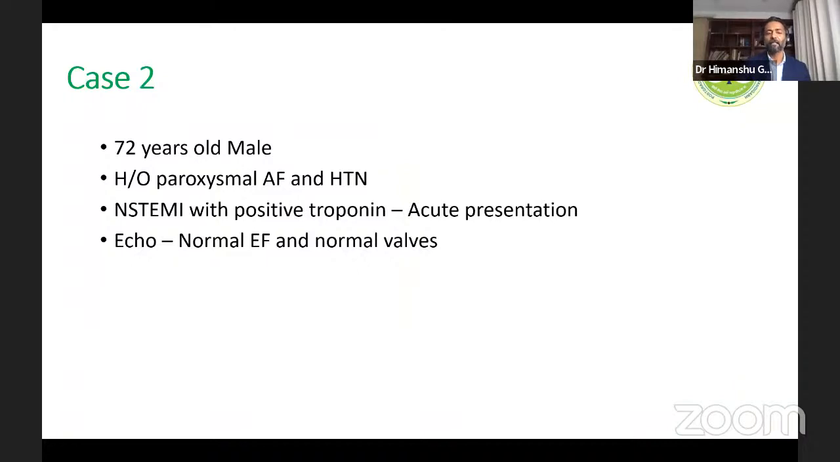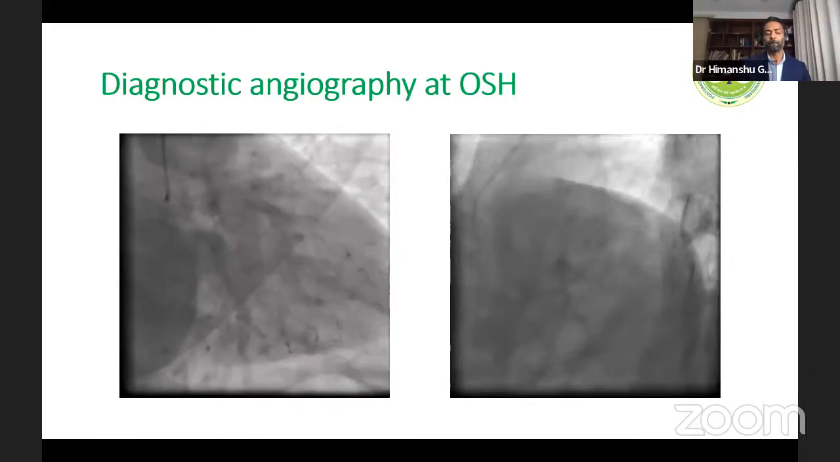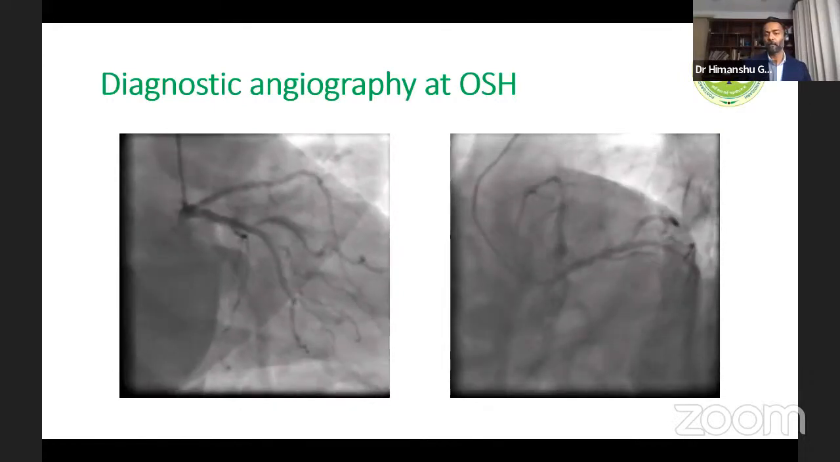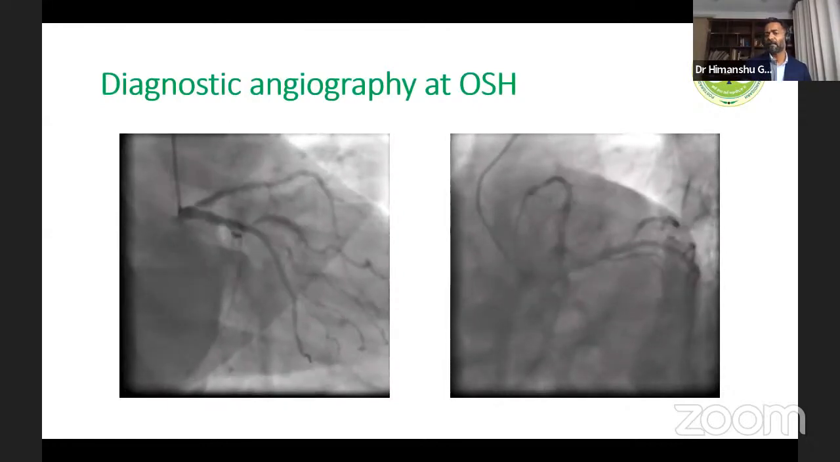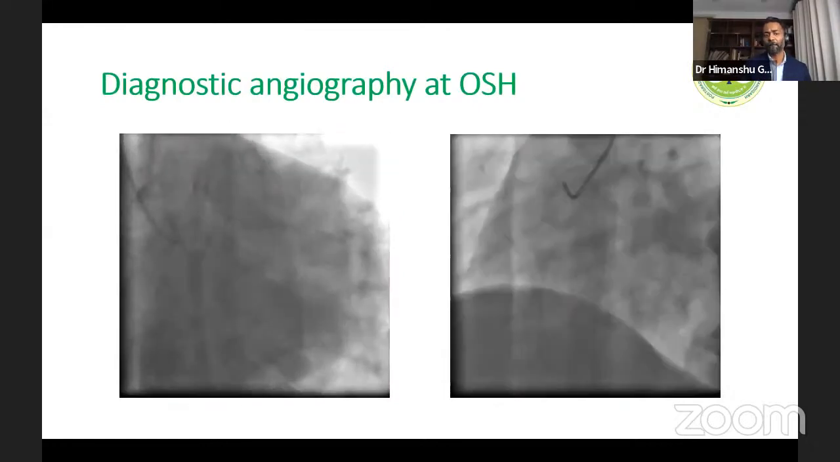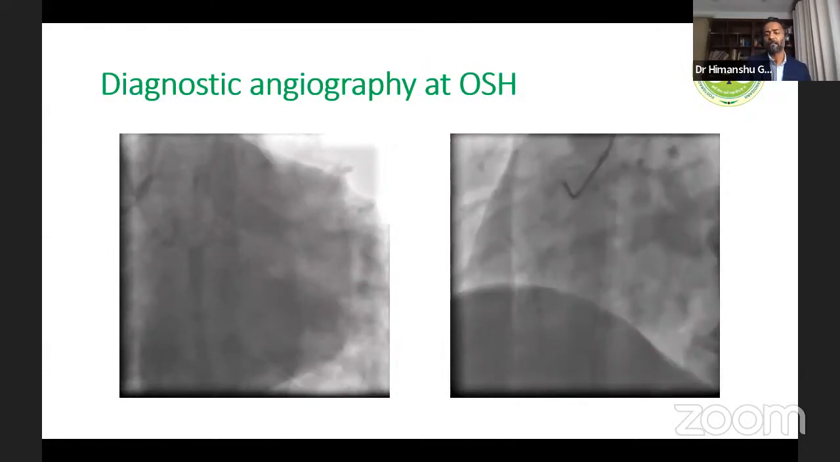So this is the second and the last case of the presentation. A 72-year-old male treated just a month back, presenting with paroxysmal AF and hypertension to an outside hospital with positive biomarkers, had a normal EF. And this was the angiogram that was done by a friend of mine about 2 months back at his hospital. So he has some haziness in the distal left main, which they were not sure about at that time. I'm not sure if you can appreciate that filling defect in the distal left main.